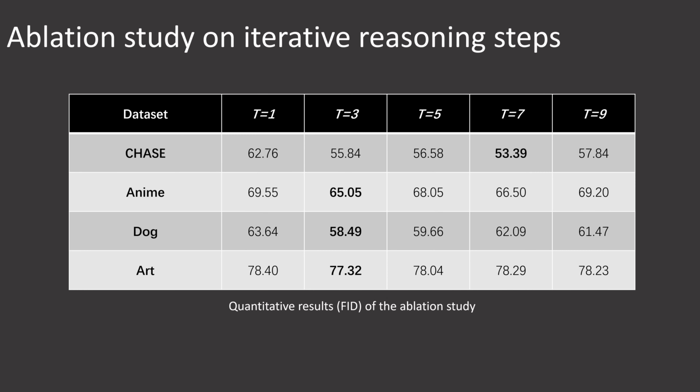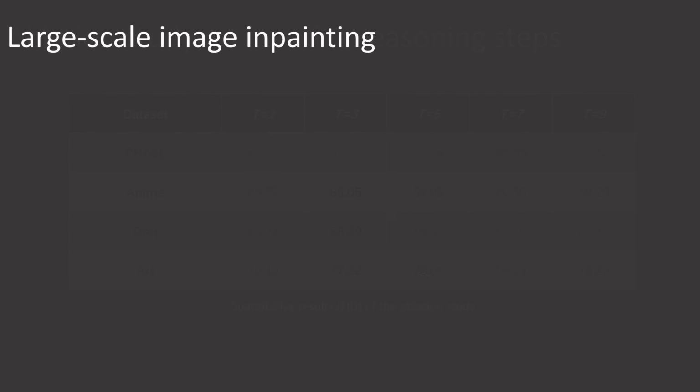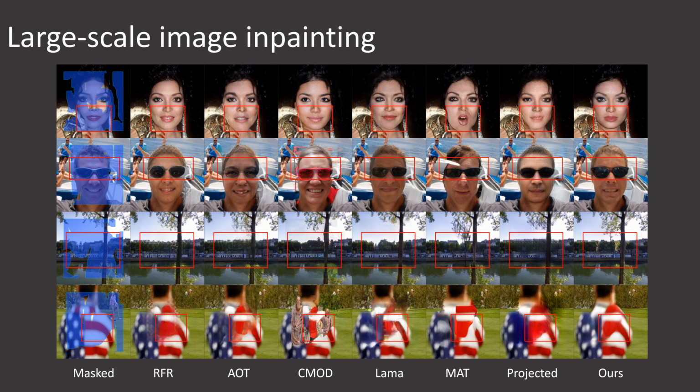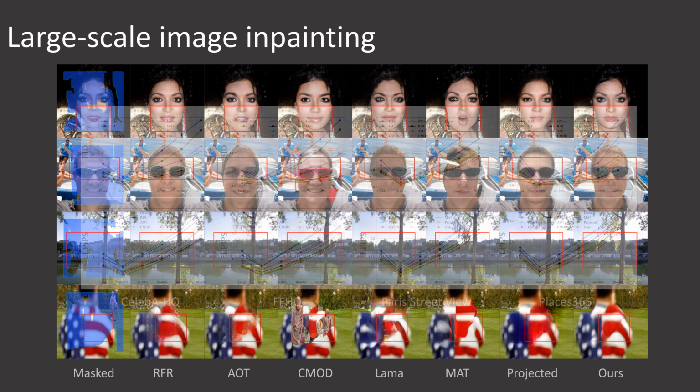To evaluate the effectiveness of the residual iterative reasoning, we trained GRIG with various iterative reasoning steps. Compared to models trained on t = 1, models trained on t greater than 1 have large performance gains. When t is greater than 5, the performance gains are saturated or decreased to some extent, but the inpainting performance is still better than t = 1 in most cases. We also compare our method to the aforementioned methods on large-scale datasets. GRIG shows competitive performance to the state-of-the-art methods in terms of FID and LPIPS metrics.